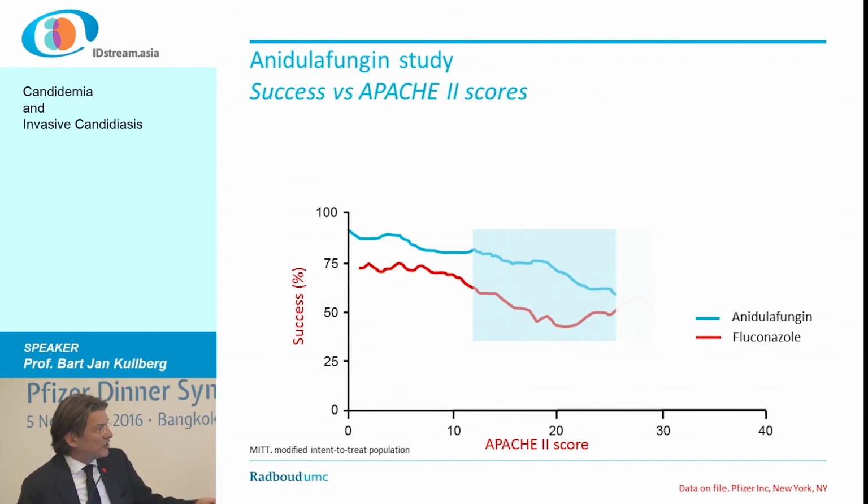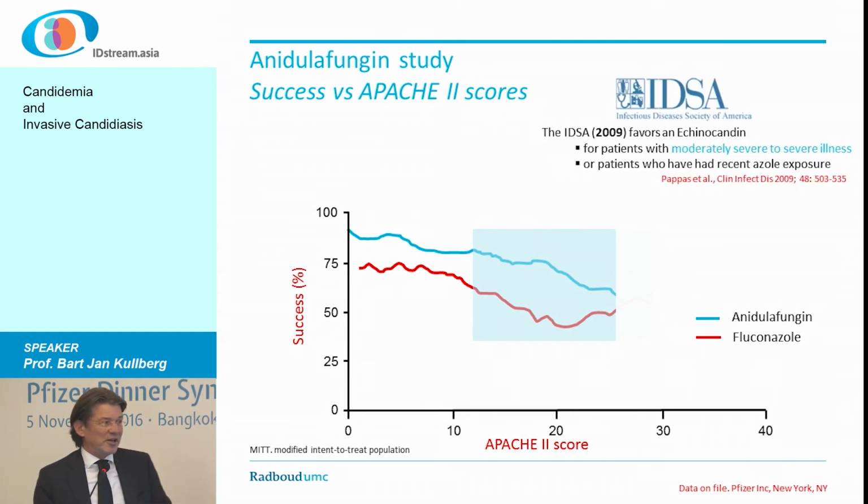What you also see is that the slope is downward, which is what you expect because Apache 2 scores were designed to predict poor prognosis. But there is a consistent difference between the two study arms, especially in this area of moderately to severely ill patients. And that's why the IDSA in their former guidelines, the previous guidelines in 2009, recommended an echinocandin for this group with moderate to severe illness, whereas leaving it open what to do with the patients who were less severely ill. And actually this graph was the basis of the IDSA guideline, this particular graph from this trial.